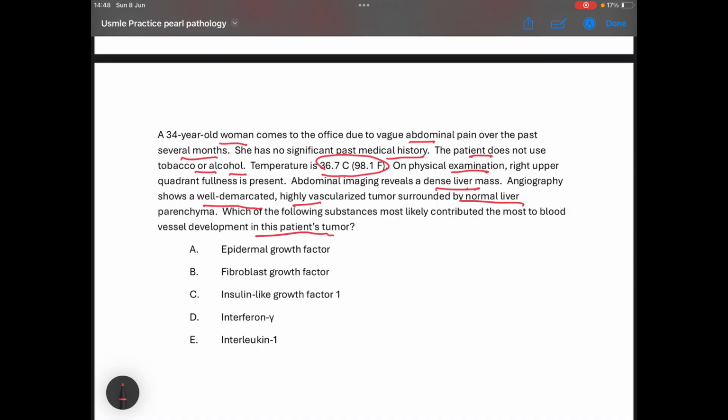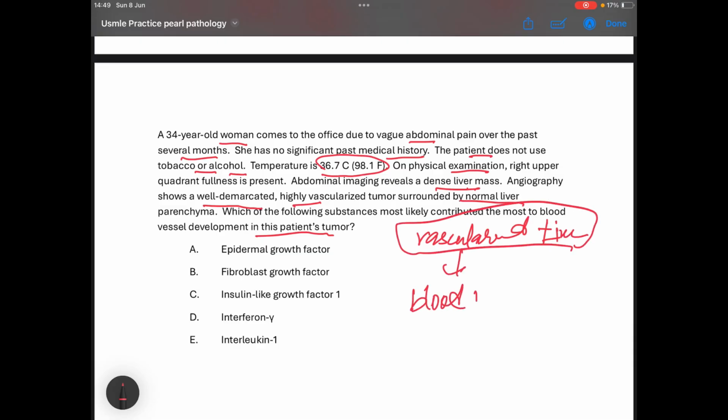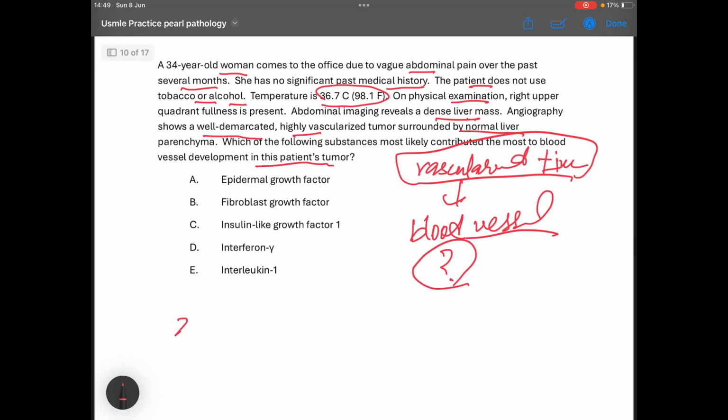The thing is that they are saying the patient has a vascularized liver tumor. But at the end, they are asking the question about the blood vessels. If the tumor is vascularized, then from which factor does that vessel formation come? We have to keep this in mind. You know the formation of blood vessels is called angiogenesis, and it is predominantly driven by two substances, guys. Right? Two substances for angiogenesis.